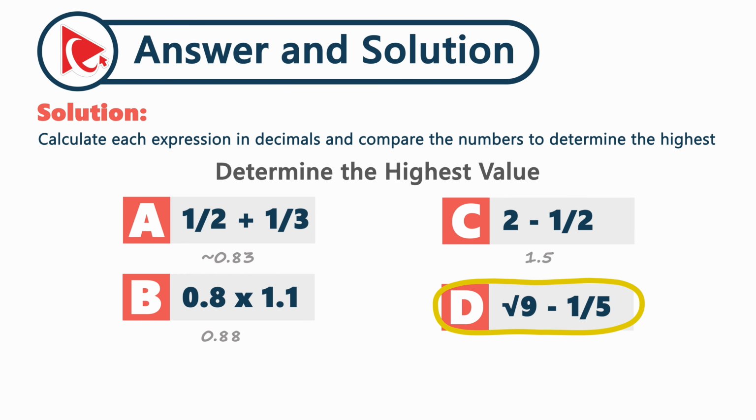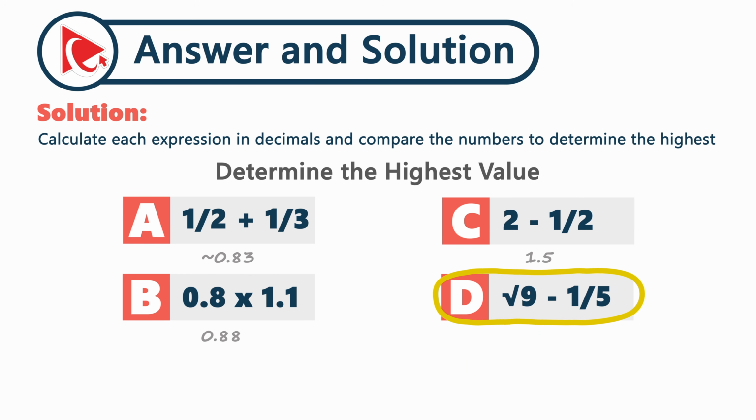Choice D is not difficult either. Square root of 9 minus 1/5. Square root of 9 equals 3. 1/5 equals 0.2. 3 minus 0.2 equals 2.8.